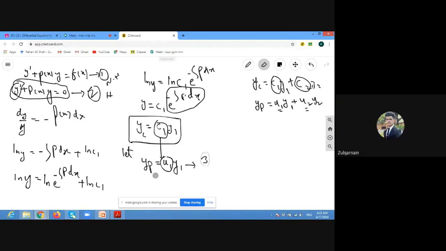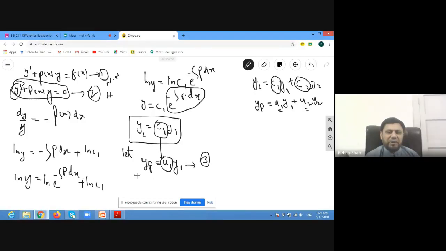Yes sir, okay. Now take the derivative of this y dash p. So what will be y dash p? Y dash p will become, use the product rule: this is u1 dash y1 plus u1 into y1 dash. So replace this value of y dash p and yp in equation number 1 instead of y dash and y.